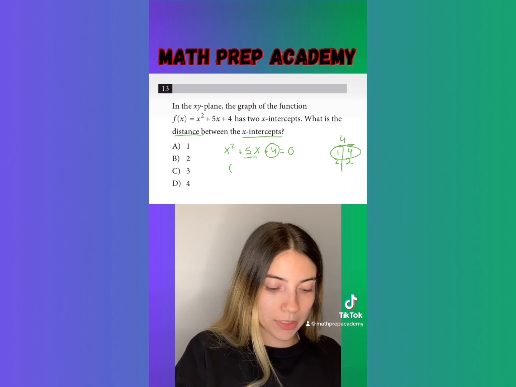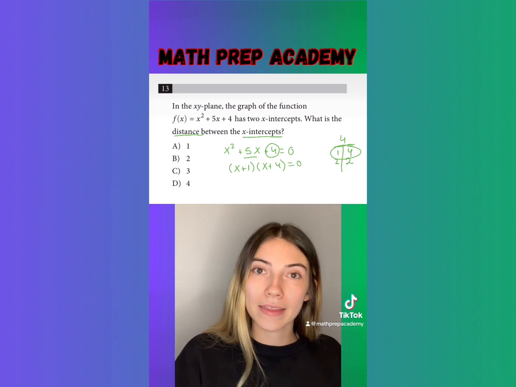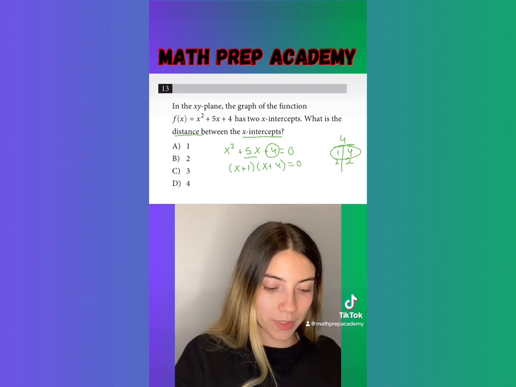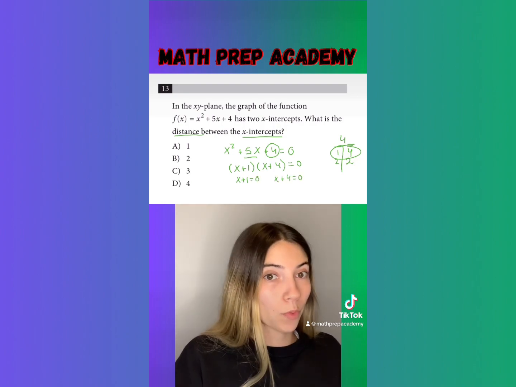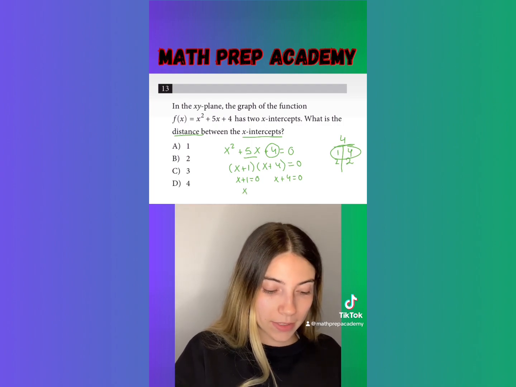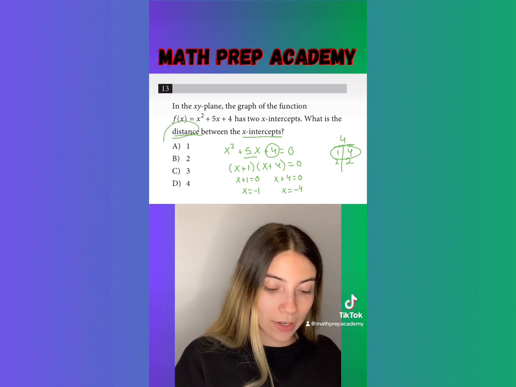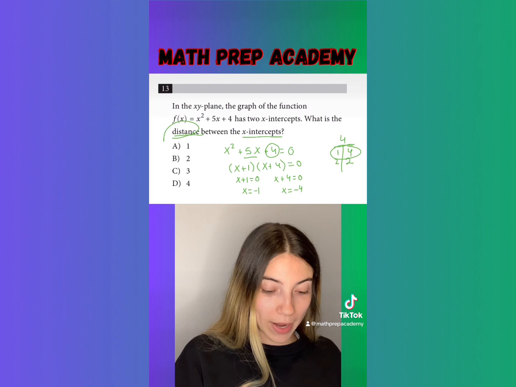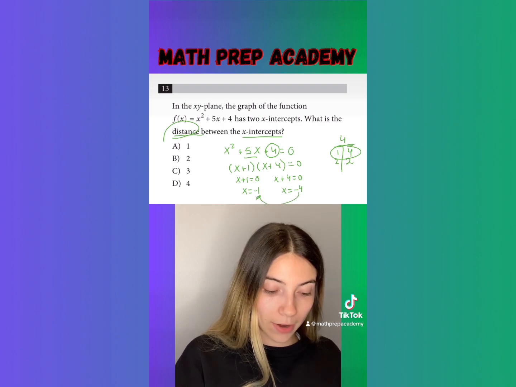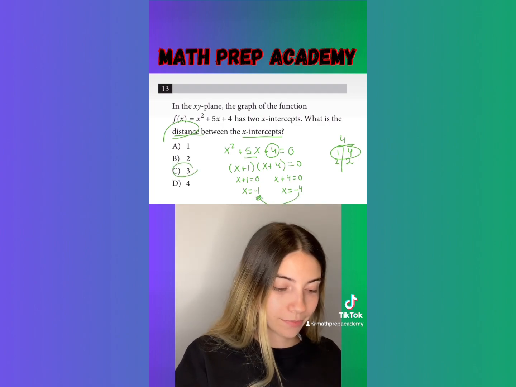So that's what goes inside of our parentheses, x plus 1, x plus 4 equals 0. And then set each one individually equal to 0. So x plus 1 equals 0, and x plus 4 equals 0. So what are the values of our x's? x equals -1 and x equals -4. So now, what is the distance between those two numbers? So from -4 to -1, there are 3 jumps. So our answer is right here.